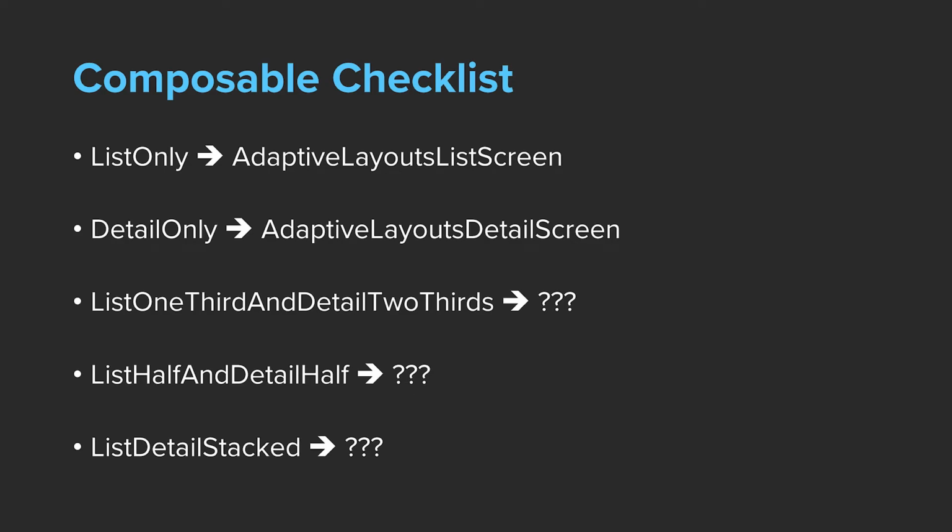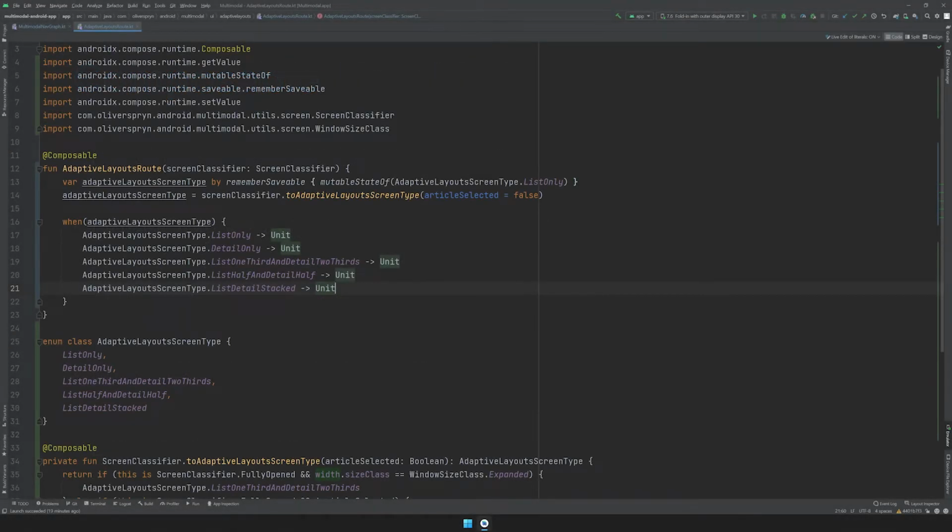For the list-only scenario, I have the adaptive layouts list screen, so I don't have to build that layout. Also, for the detail-only scenario, I have the adaptive layouts detail screen. I also don't need to build that interface. However, the other cases don't have any matching composables to make them work, so I'll have to build these layouts. I'll start with the one for large tablets and desktops.